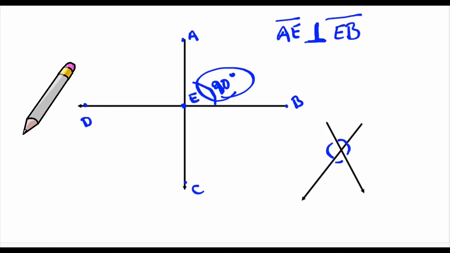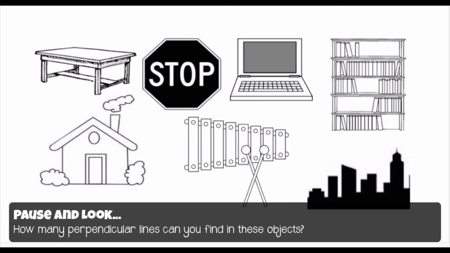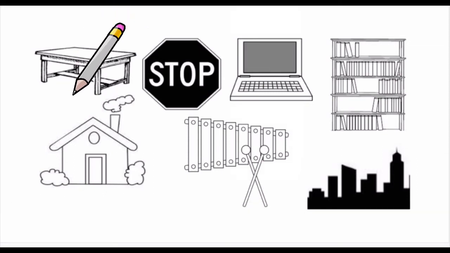Okay, so let's go back to those shapes I had up here earlier, those pictures I had up here earlier. Look at these pictures here. These are common everyday objects that you might see in the world. Do we notice any perpendicular lines in these objects? I want you guys to take a second, explore these objects, and see how many perpendicular lines you can find. Awesome. Now there's actually a whole bunch of perpendicular lines, so let's look through some of them.